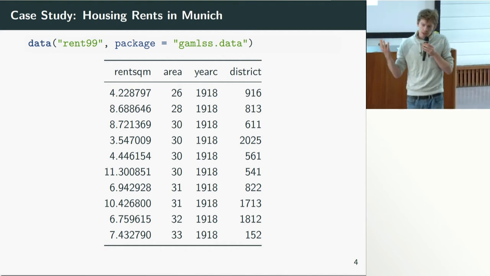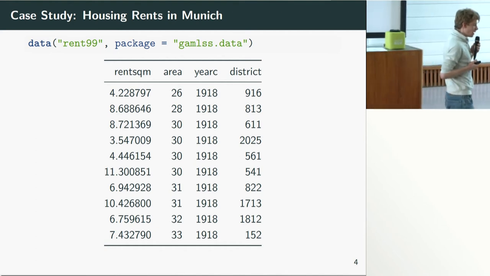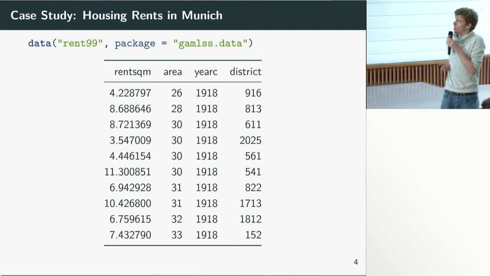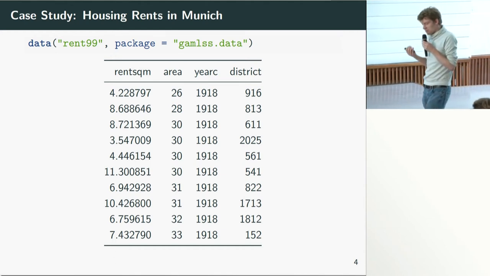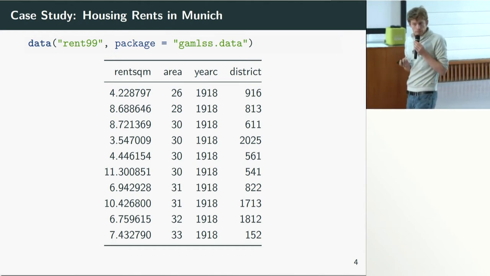And when we ask what kind of model should we apply, we should first think of, so what's rent per square meter? It's something that's roughly continuous, and it's possibly not smaller than zero, right?